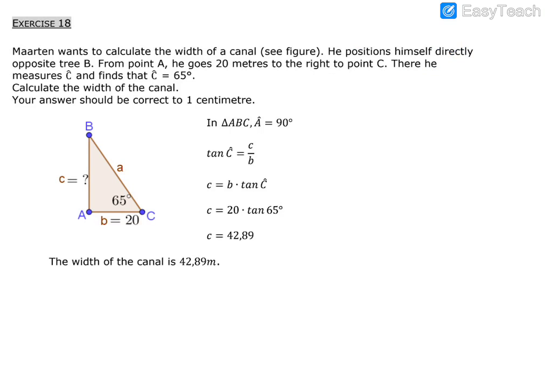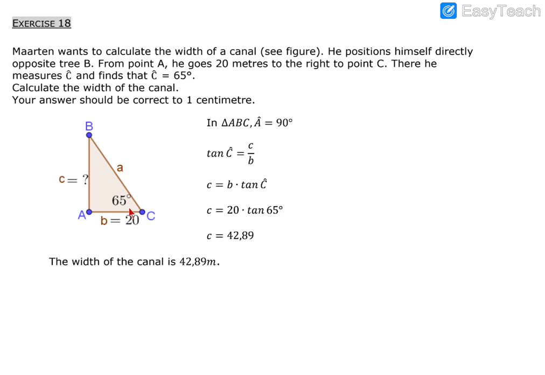Final exercise, exercise 18. Martin wants to calculate the width, breedte, of a canal. He positioned himself directly opposite tree B. So he's over here, and there is a tree. From a point A, he goes 20 meters to the right, into point C. And there he measures and finds that C is 65 degrees.